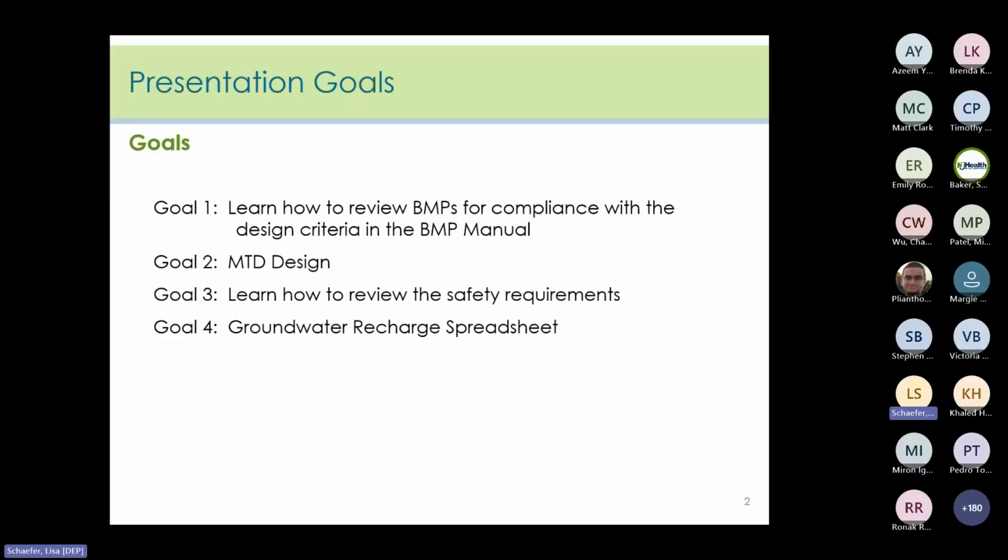So the goals of this presentation are shown here, and by this, I just mean that we want reviewers to be able to identify the design and performance standards that must be met on site, what to check in sizing calculations for MTDs, and lastly, how to review the groundwater recharge calculations, and of course, to be aware of the safety requirements that should be present in a submitted design.